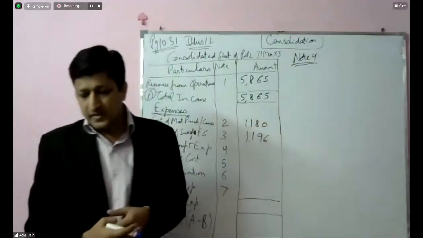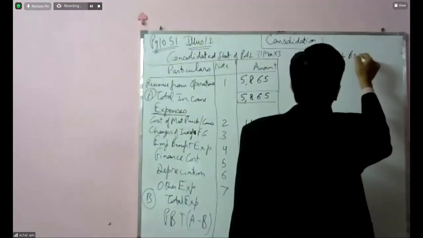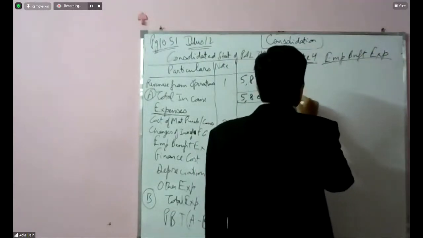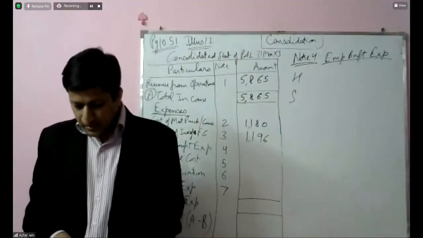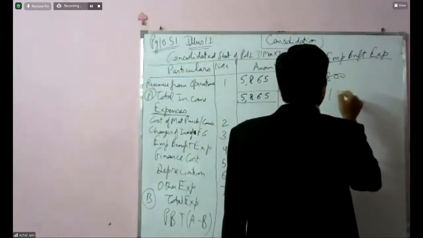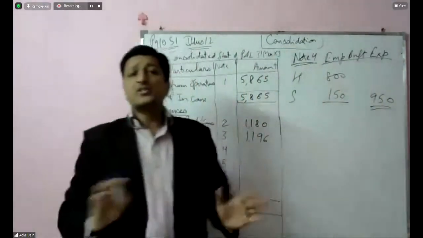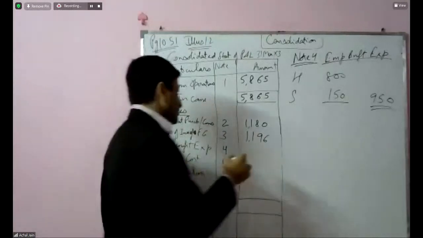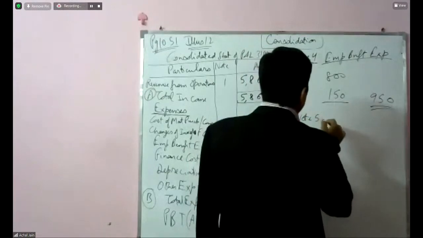Employee benefits expenses. Now for H and S, let's see what is the amount. For H and S, the amount is 800 and 150. So this is 950. And we don't see any adjustment over here. It's simple. Okay. So we can just close this. Then we can go to next note number 5.